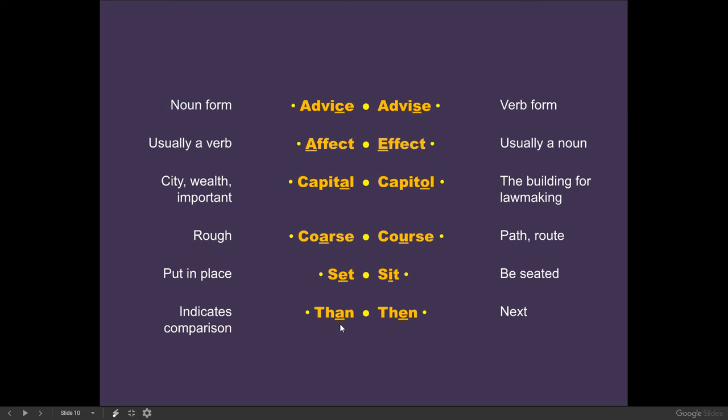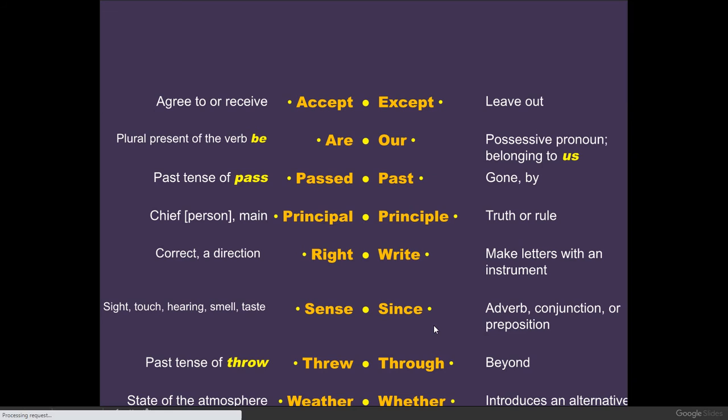Than indicates comparison. Let me think. She is louder than her brother. You're comparing the sister and the brother and how loud they are. Then, this happens next. First, you must complete your homework, then you can go outside. Then means what happens next. Okay, let's keep going.